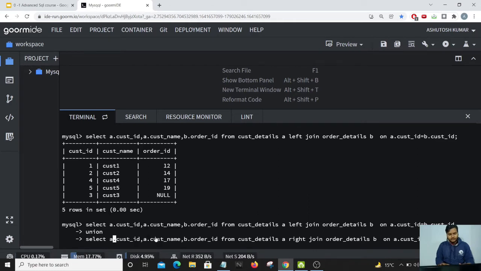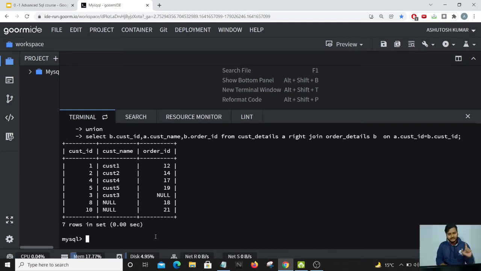Since I know that both the results would have the same number of columns and the column structure would also be the same, I know that I can use union in this particular case. This will help me to join the data in a vertical fashion. I would hit enter now.